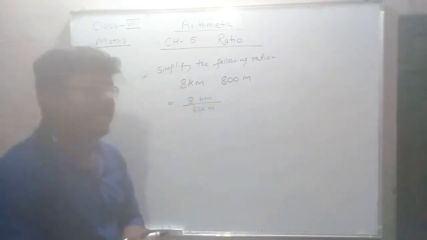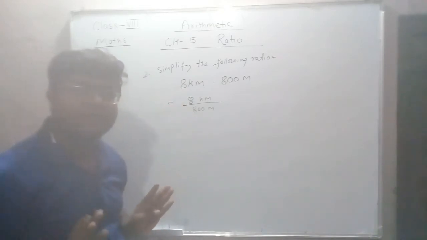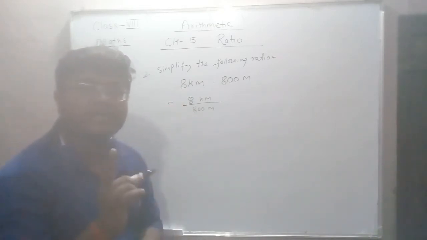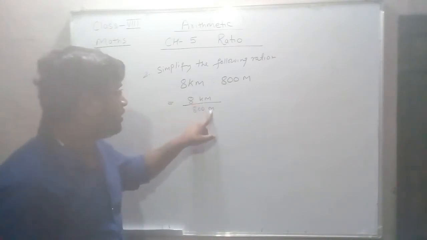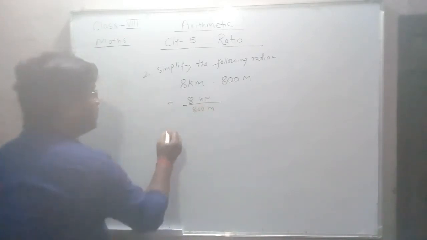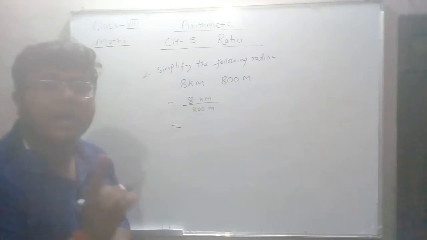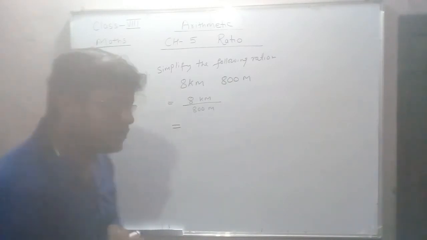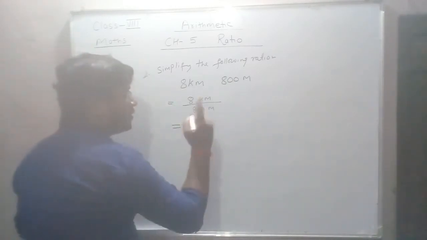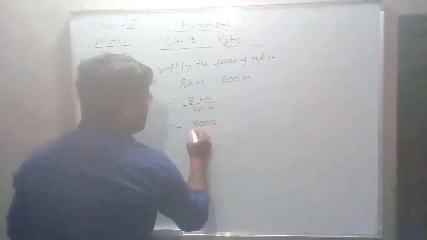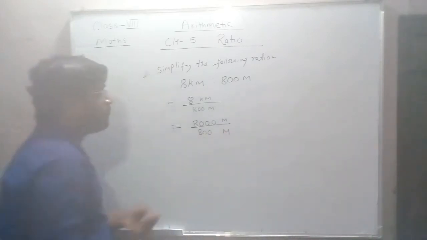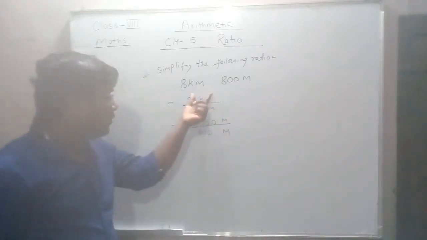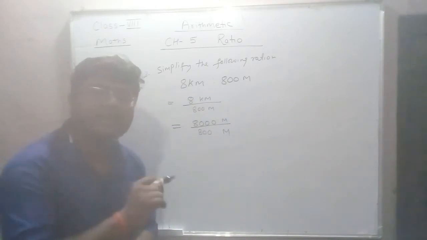So we have compared it by dividing. Second thing we have to see is that they must be of the same kind. The antecedent is in kilometer and the consequent is in meter. They must be of the same unit. So as we know 1 kilometer is equal to 1000 meter, so 8 kilometer is equal to 8 into 1000, that is 8000 meter, upon 800 meter. So now we have both quantities in the same kind.